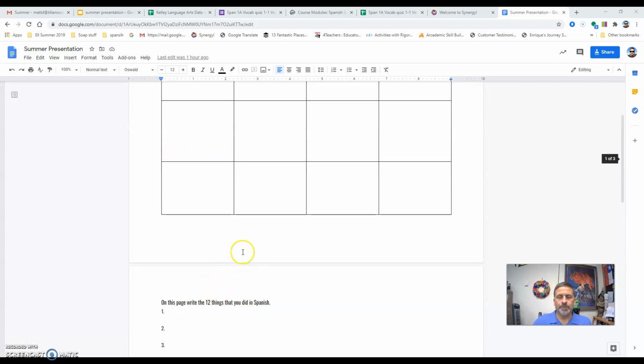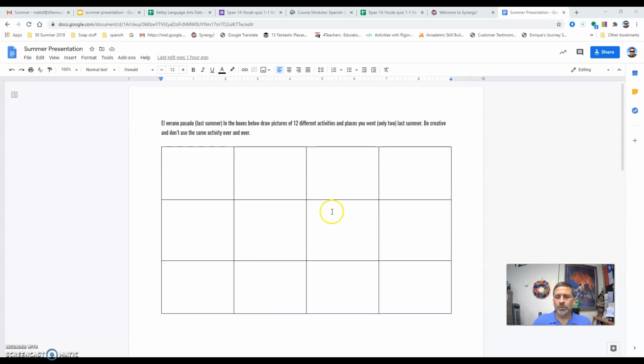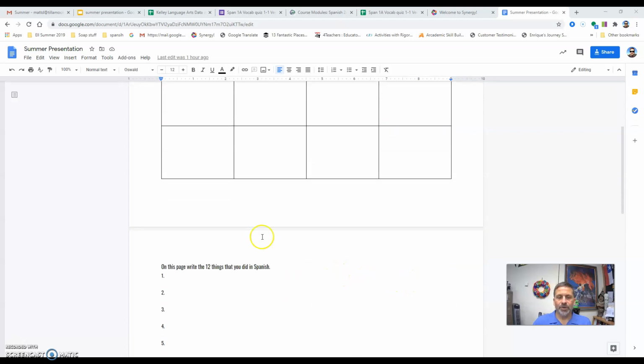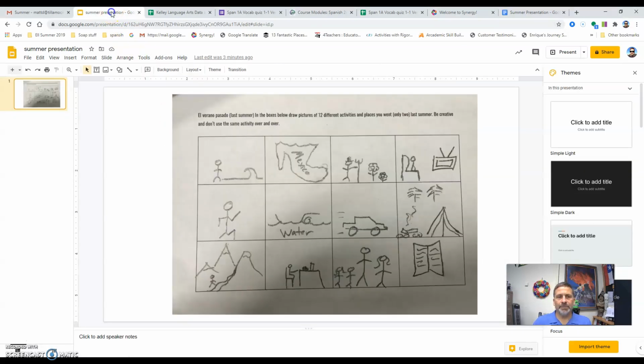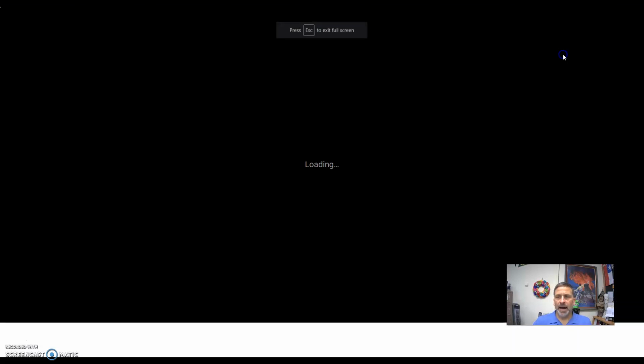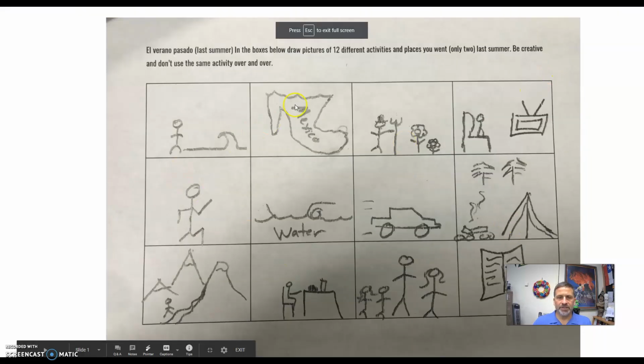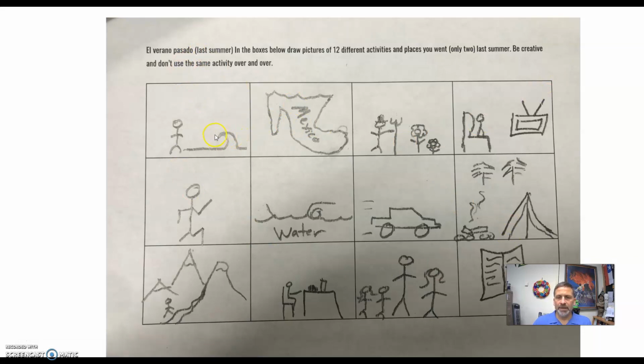Assignment number 2 will be to actually give the presentation of what you did during the summer. Once you have your pictures and your sentences, then you're going to present it, and that's assignment number 2. Let me show you my example. Here is my presentation and the pictures that I drew. So again, for week 8, assignment number 2, you're going to be giving this presentation.